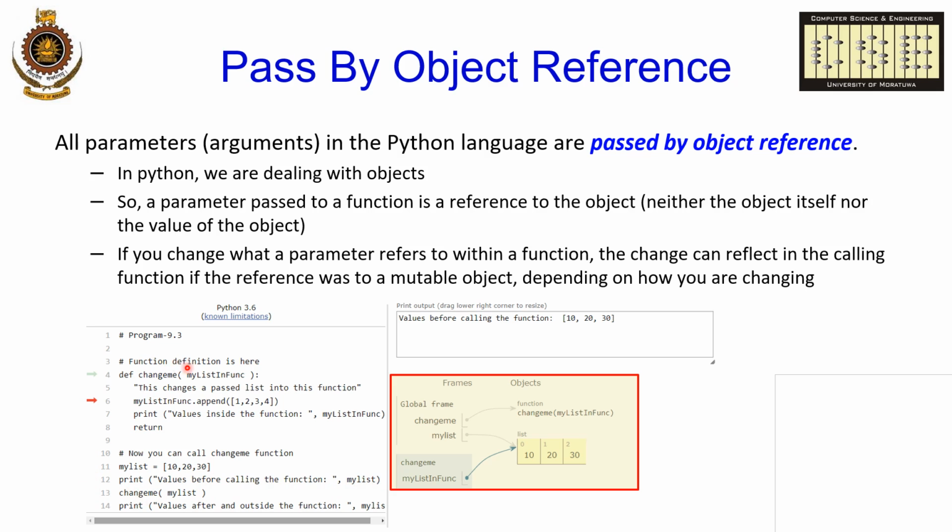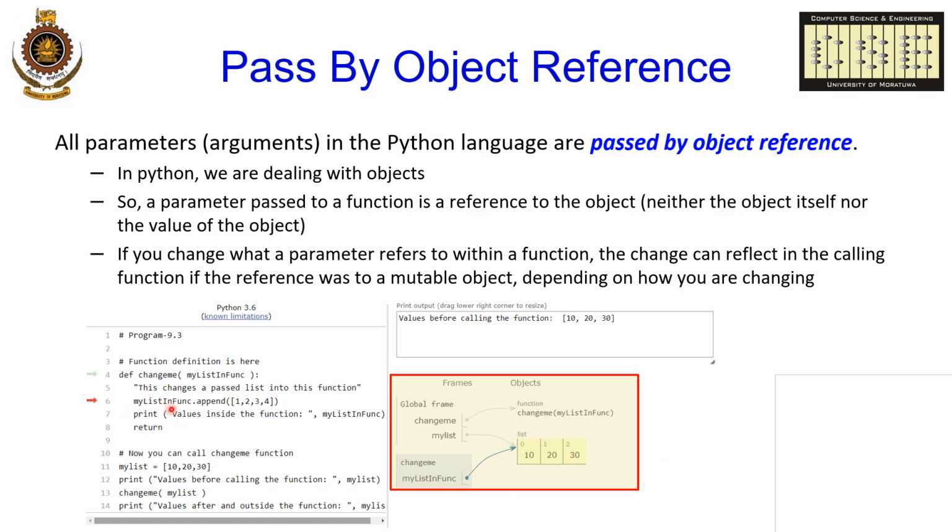And then we call this change me function, passing this list that we created, right? Inside this function we are appending something into that list, and then we try to print it afterwards. After changing, we are trying to print the same list. Now look, the argument to change me is my list, so we are printing my list. If something has happened to my list after calling this function, we will see it in this print statement, right? Let's see how things work in memory.